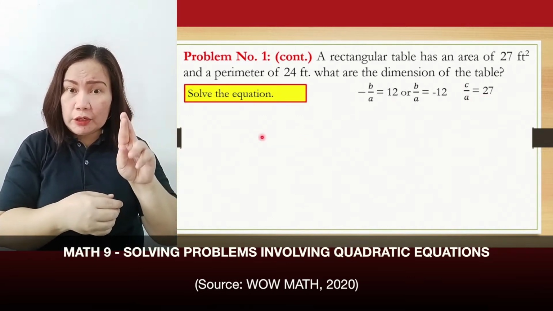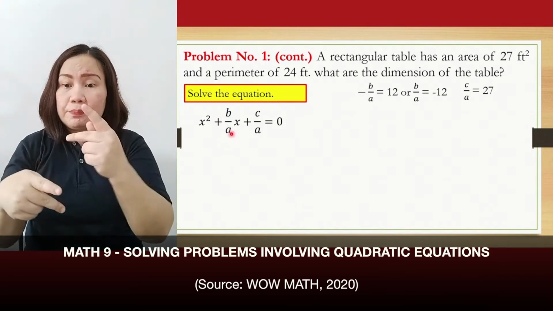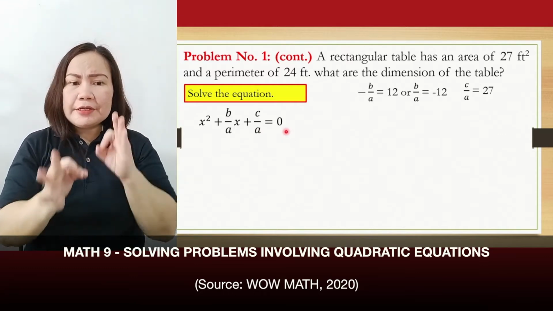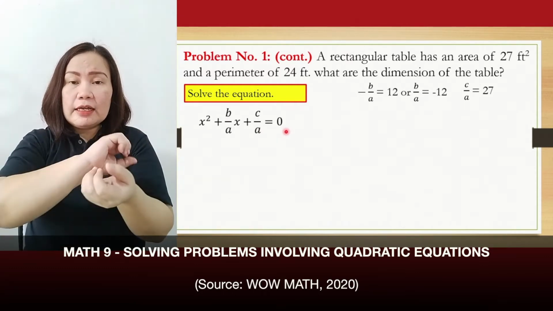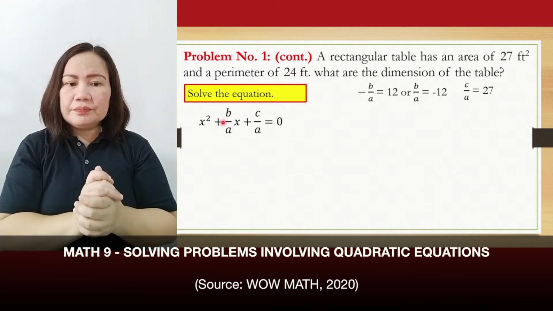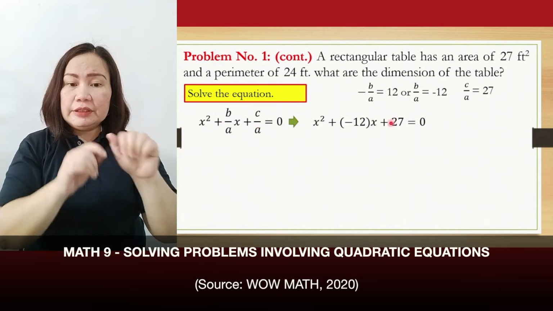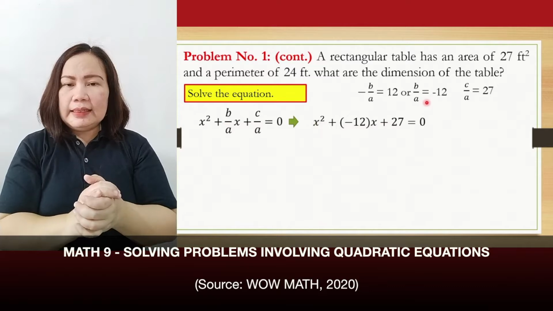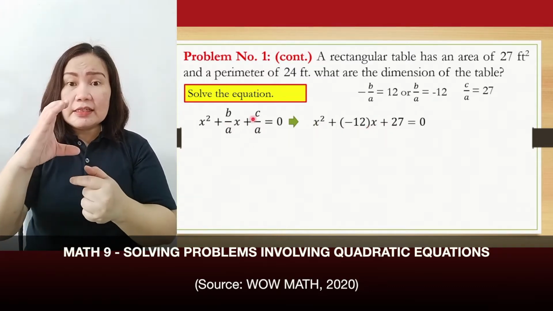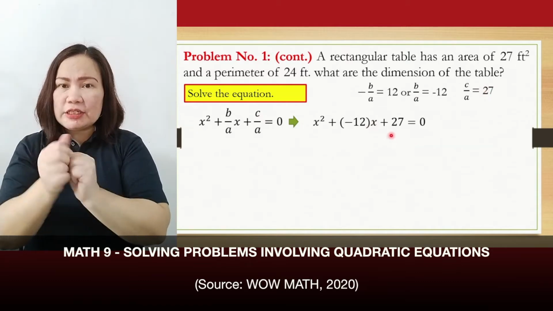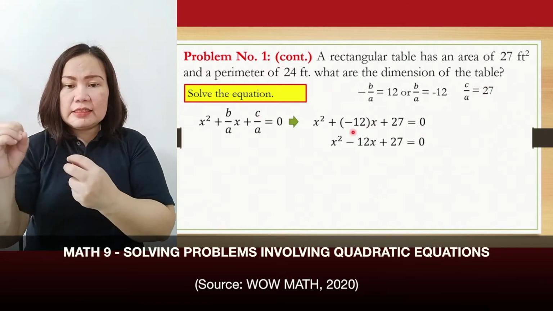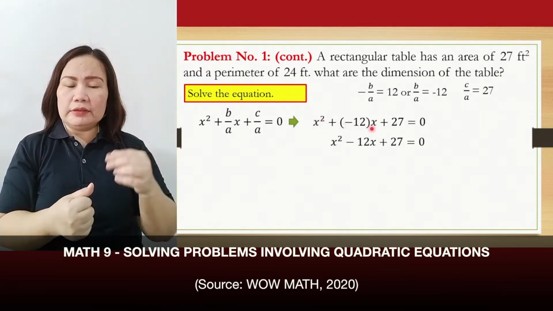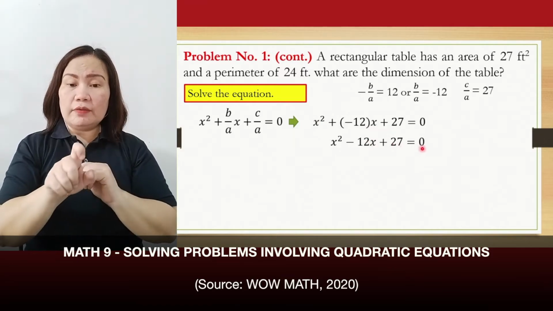So let us solve the equation. x squared plus b over a x plus c over a is equal to 0. What you are going to do is substitute the values for the sum and the product. Our b over a is negative 12, so this is x squared plus negative 12x plus c over a, which is 27, is equal to 0. Now let us simplify. This is x squared minus 12x plus 27 is equal to 0.